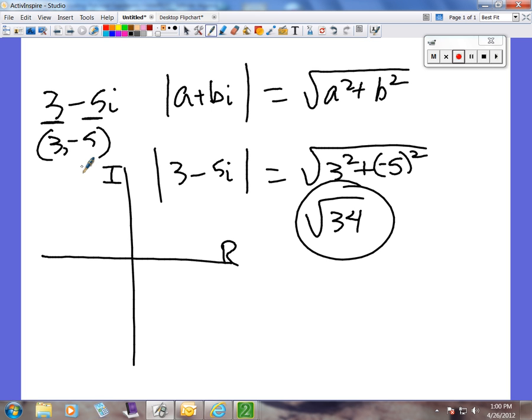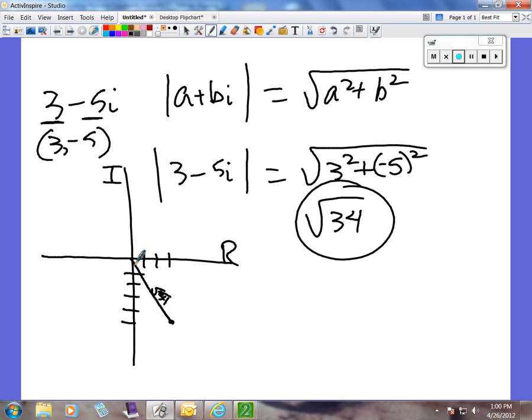So since this is the real, we go right 3 on the real, down 5 for the imaginary part. And actually what you found, when you found the absolute value of that same one, was the length of that. Like the absolute value is actually the same thing as the length of this. And here's, you'll see why.